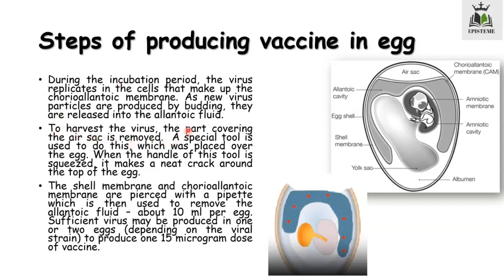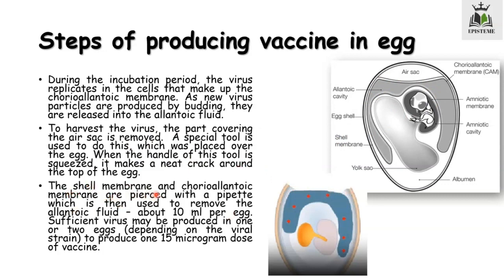To harvest the virus, the part covering the air sac is removed. See this black and white picture. This is the part covering the air sac. We need to remove this part very carefully so that we don't disturb the allantoic fluid or the allantoic cavity. We use a special tool to remove this part in a very neat way.